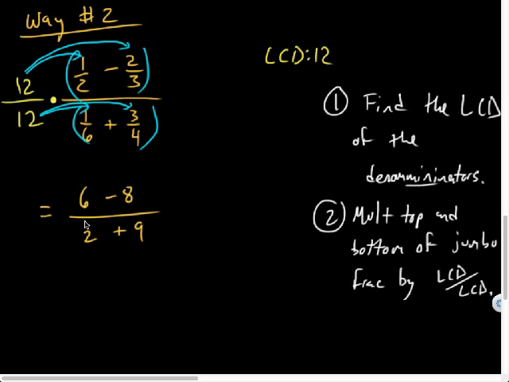And now notice I can just combine these. 6 minus 8 is negative 2. 2 plus 9 is 11. And I think we've seen that before.